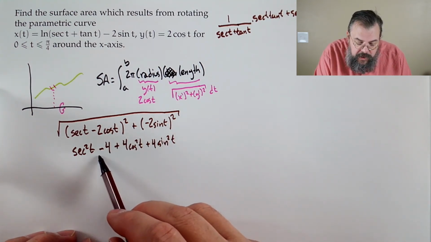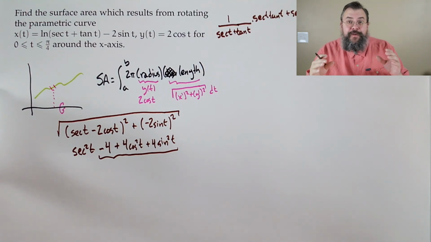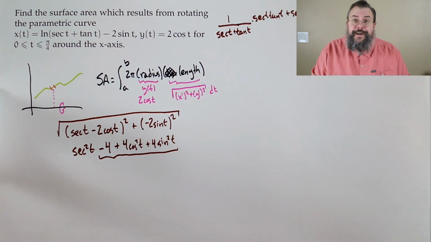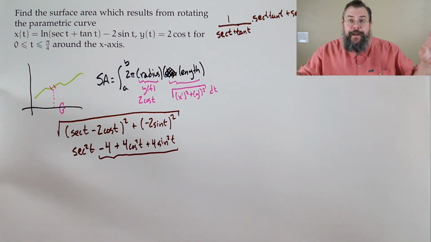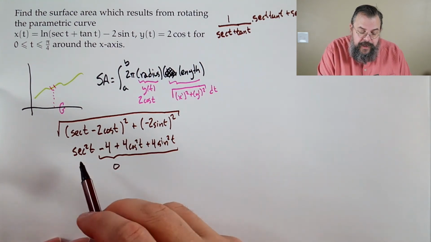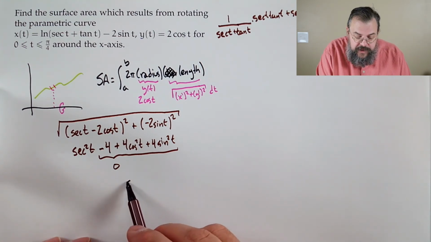Now, what happens to this part? 4 times cosine squared plus sine squared is 4. Add the negative 4, and it cancels, 0. So what's left is simply the square root of secant squared. Well, that's beautiful. Okay, so now we're ready to do our surface area.